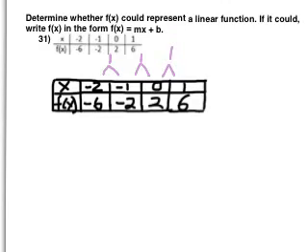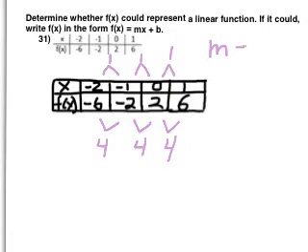So going from left to right in this, negative 6 goes to negative 2 by adding 4. Negative 2 goes to 2 by adding 4. 2 goes to 6 by adding 4. So it is linear. See that? Its slope is always going to be the same. This is our slope, really. The rise is 4 each time. The run is 1 each time. So our slope is 4 over 1, or 4. So now we can just write our equation.